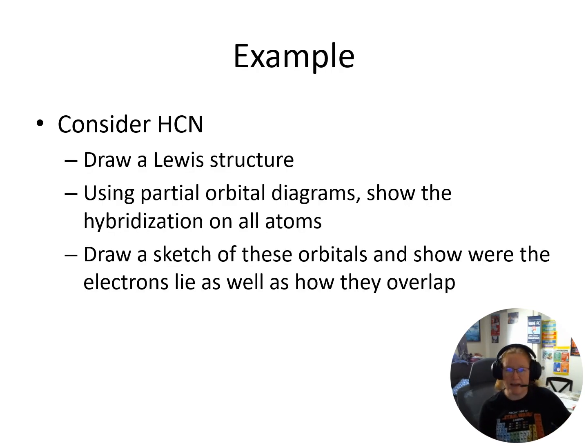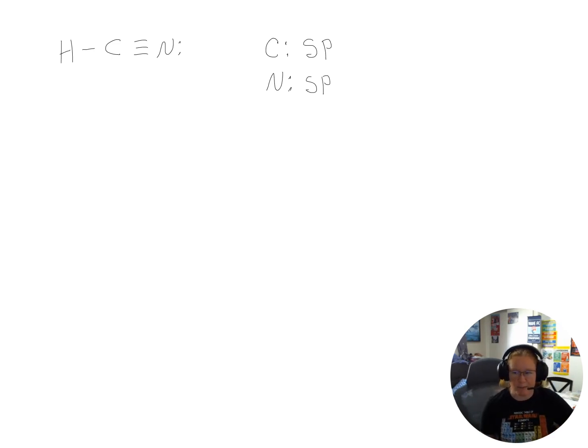Now, when we look at HCN, same sort of a thing. We're going to do the whole shebang together. All right, so we get hydrogen, carbon, triple bond to nitrogen. Okay, so our carbon is in a linear fashion, so sp. Same thing with the nitrogen, because we have to have a place to show where everything arranges properly.